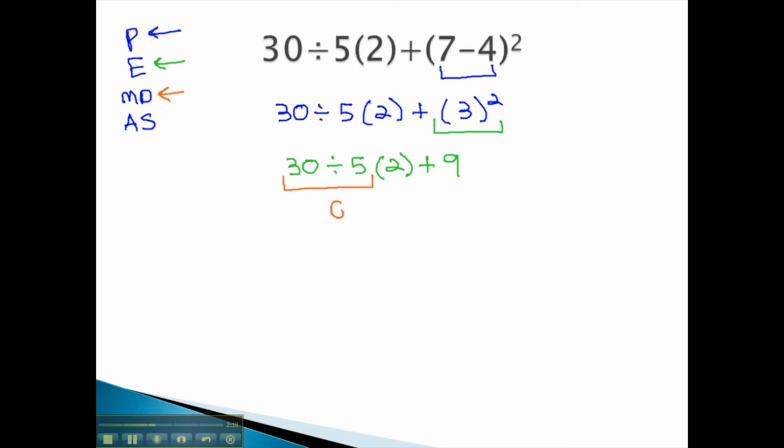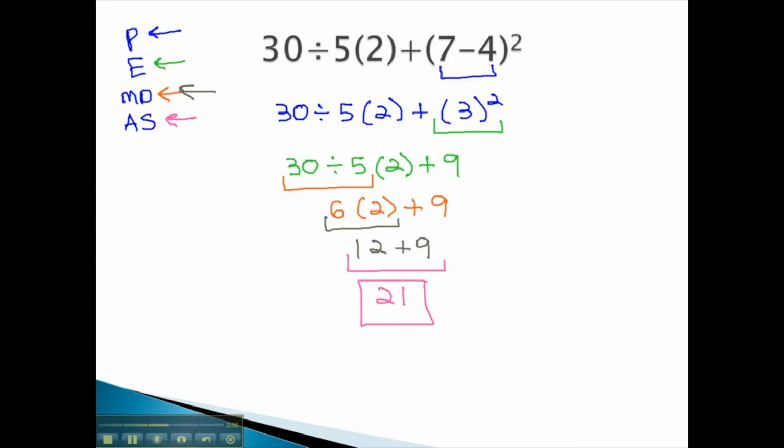30 divided by 5 is 6, and we still have times 2 plus 9. We're still not done multiplying and dividing. We still have more multiplication to do. 6 times 2 is 12 plus 9. Finally, to finish this problem, we'll do the addition last. 12 plus 9 is 21, and we have our final solution.